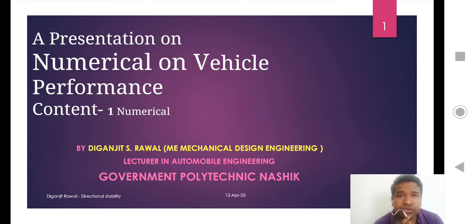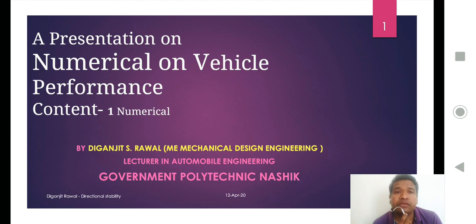This presentation is on numericals on vehicle performance. In the previous presentation of vehicle performance, we have seen the different parameters of vehicle performance. We have seen the different resistances: air resistance, rolling resistance, gradient resistance, as well as the difference between engine speed and vehicle speed. What is the power required of the vehicle? What is the formula for that? So here the content is the two numericals.